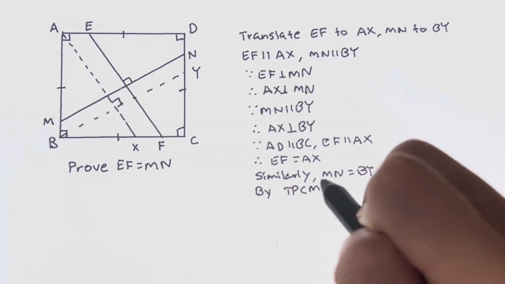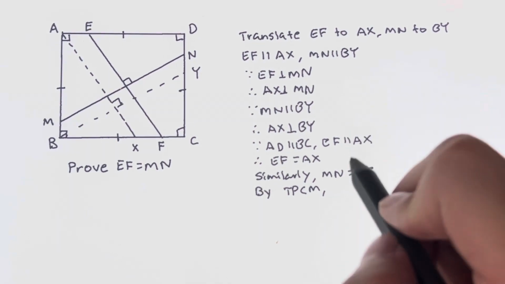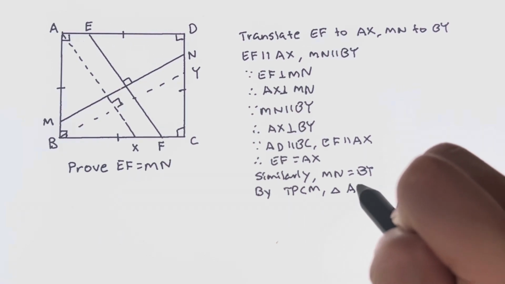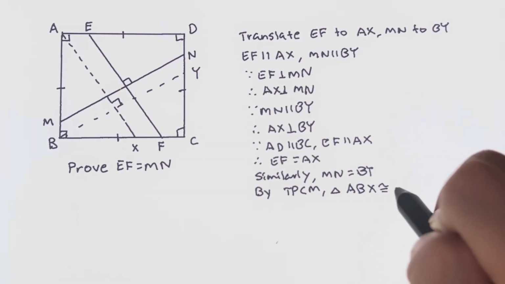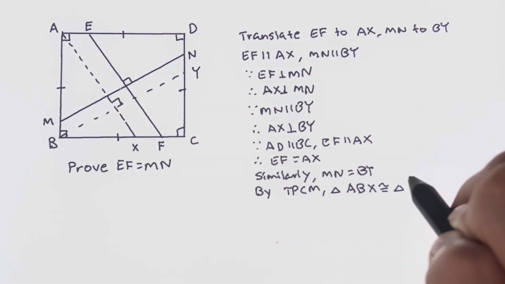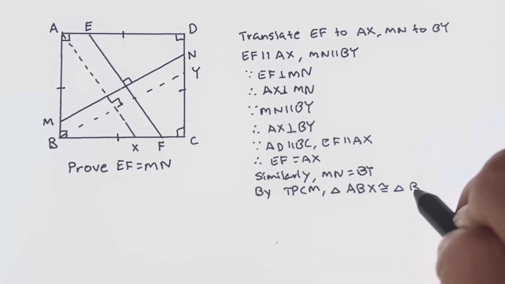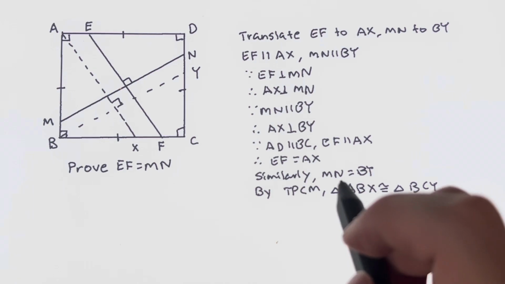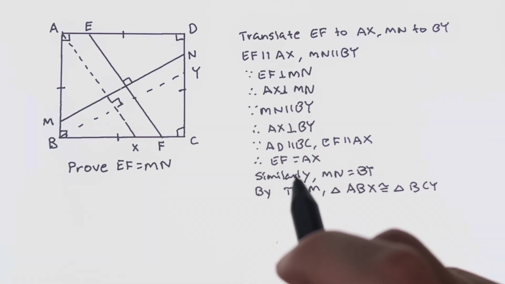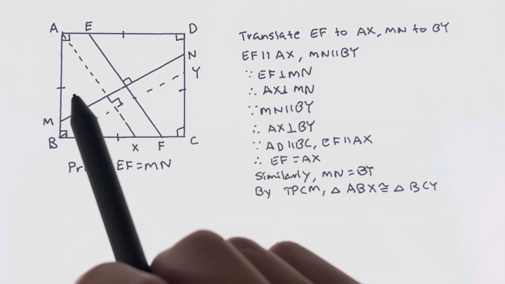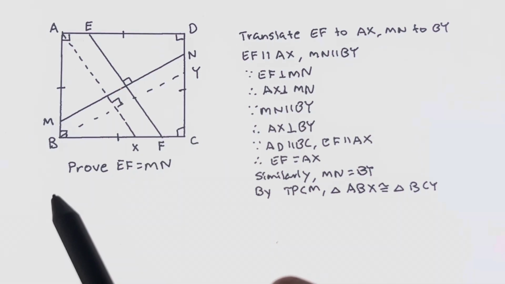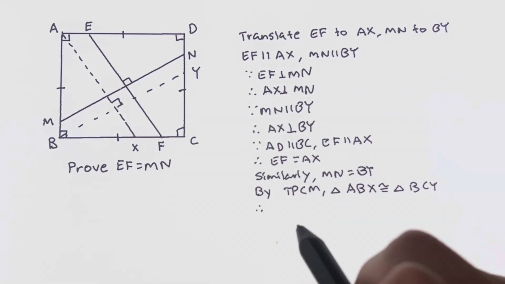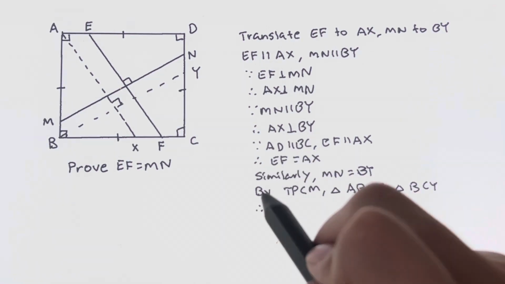TPCM, we have triangle ABX is congruent to triangle BCY. This can be proven since we have a right angle, we can prove there are two equal angles. So with that out of the way, we know that by congruence, AX equals BY.